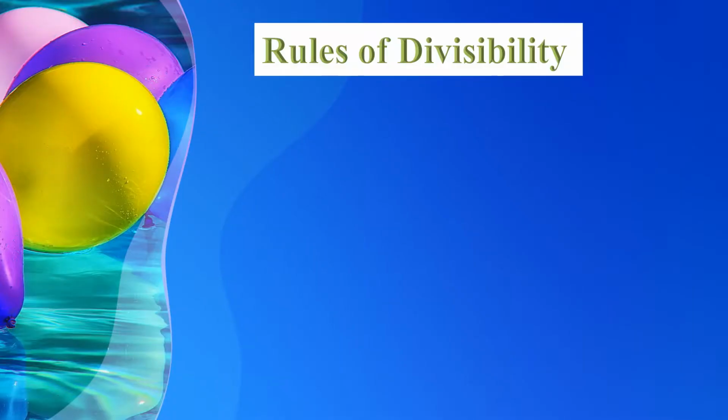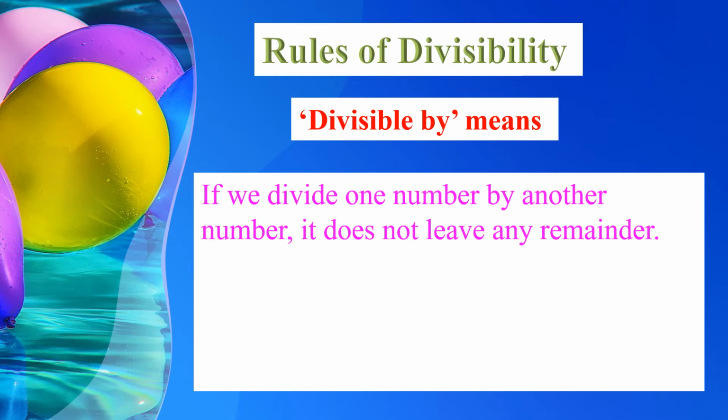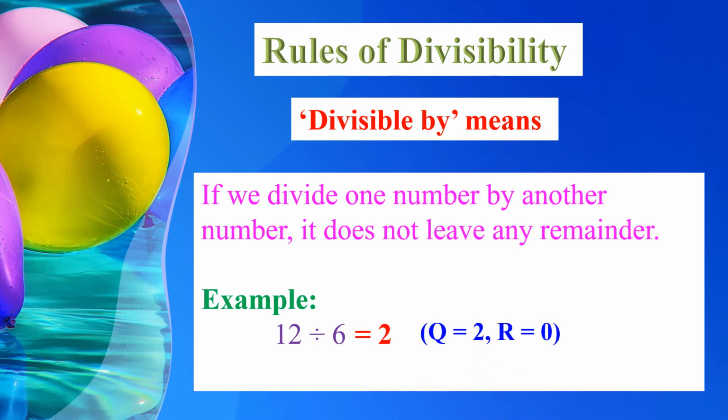Rules of divisibility. Before learning the rules of divisibility, let us learn what is meant by divisible by. If we divide one number by another number, it does not leave any remainder. For example, let us consider two numbers 12 and 6. If we divide 12 by 6, the quotient is 2 and the remainder is 0. Whenever we get the remainder as 0, the numbers 12 and 6 come under the divisibility rule, with 12 divisible by 6.